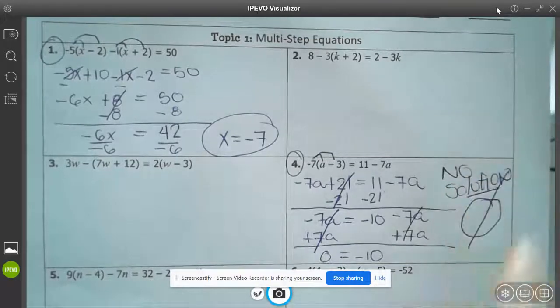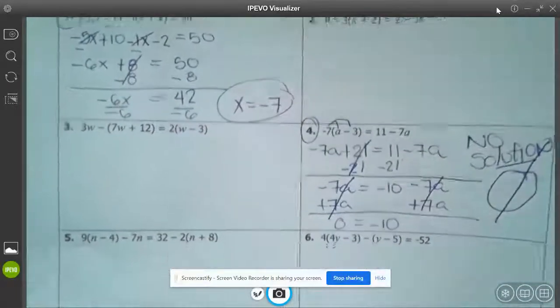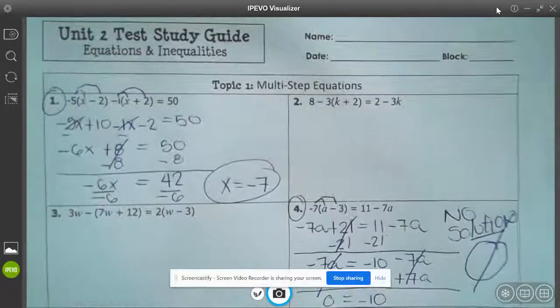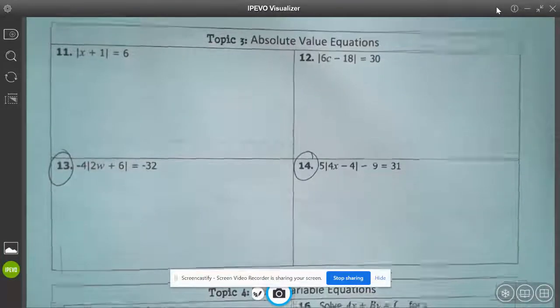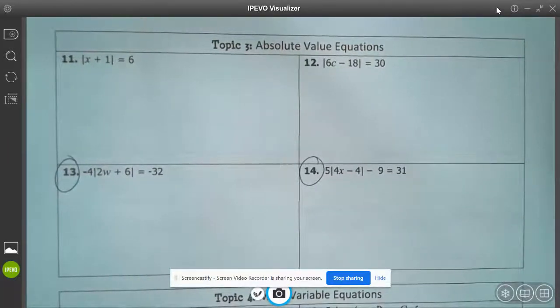Okay, I know we haven't seen much of those, but if you ever get in front of one of those, that's what happens. All right, just wanted to show you that example here. All right, so let's move on. This is multi-step equations. Now we saw also absolute value equations. So let's do a couple of those.